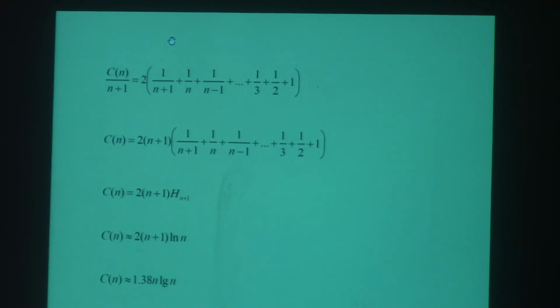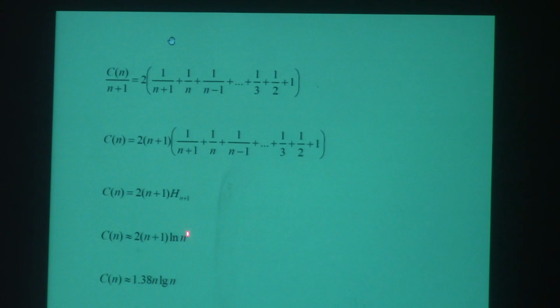So ln n, the natural log of n, is equal to lg n divided by lg e. And lg e is just a constant. 2 to what power is e? I don't know, 1 point something or other. So when you divide that, it brings that 2 down, because here we have basically 2n plus 2 times ln n.